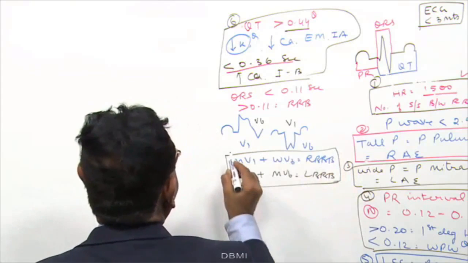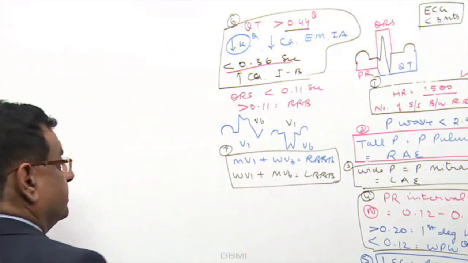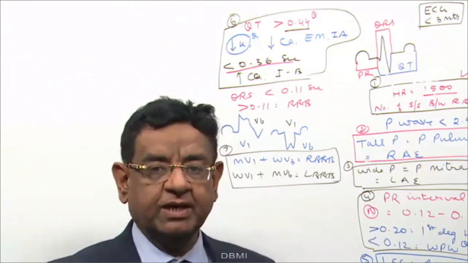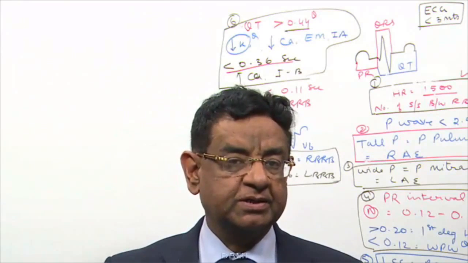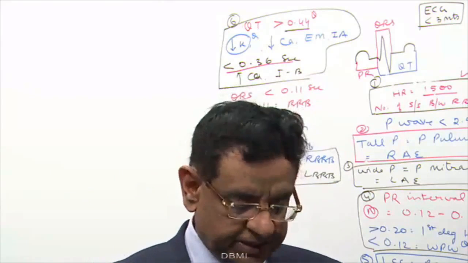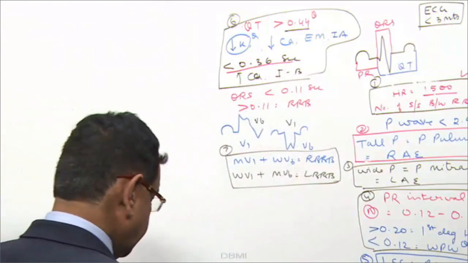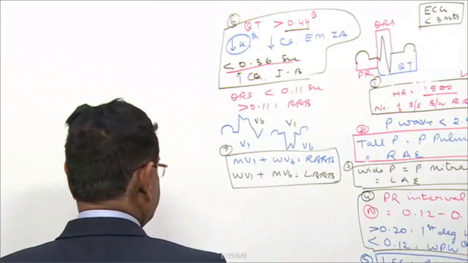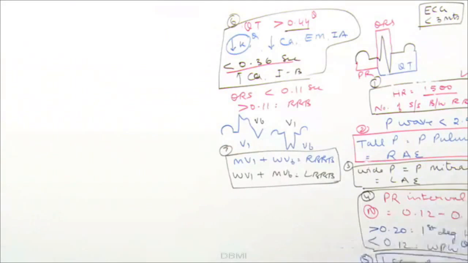This is box number 7. So we are clear about the PR interval, QT and the QRS interval. Now we talk about WPW syndrome.